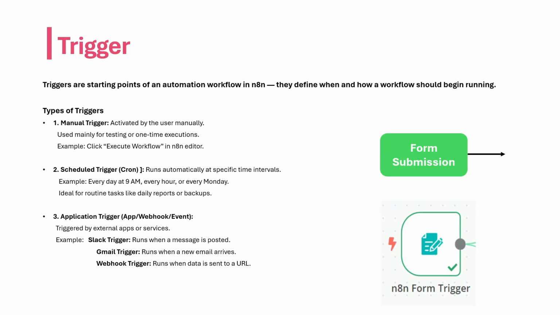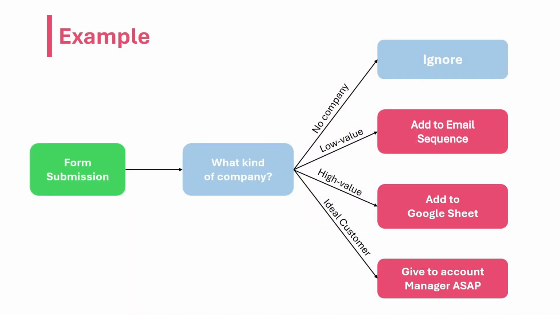So let's begin. First is the trigger. Triggers are the starting points of an automation workflow in n8n. They define when and how a workflow should begin running. In the previous example, the form submission is our trigger. If a user fills a form, like a feedback form or a school or college registration form for an event or sports tournament, then when the user submits the form, the form submission is our trigger. Then our workflow will start and move on to the other criteria for checking.